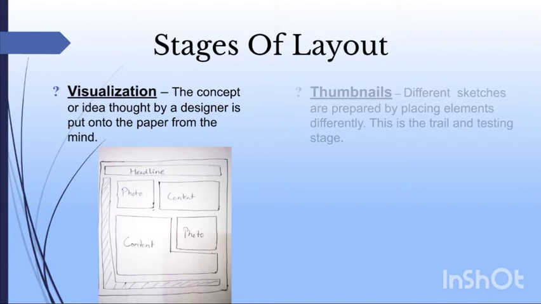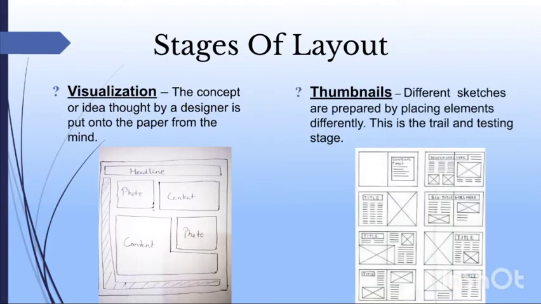The second is the thumbnails. These are the different sketches that are prepared by placing the elements of the page differently. This is known as a trial and testing stage, and can be done very quickly. It is very economical, and at least 6 trial layouts can be drawn on one A4 sheet of paper.